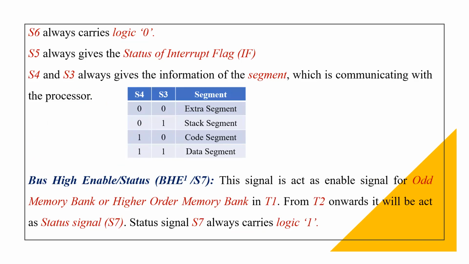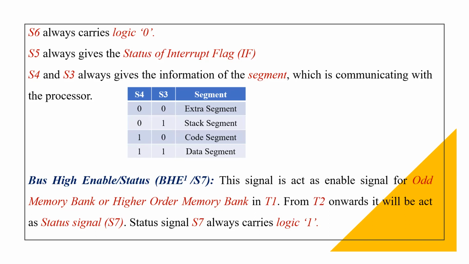But the status line S5 always gives the status of the interrupt flag IF. That means if your interrupt flag becomes 1, S5 carries logic 1, and if the interrupt flag equals 0, then the status line S5 becomes logic 0. So S5 always gives the status of the interrupt flag. We are left with 2 more status signals, that is S4 and S3. These 2 status signals give the information regarding the segment which is communicating with our processor.